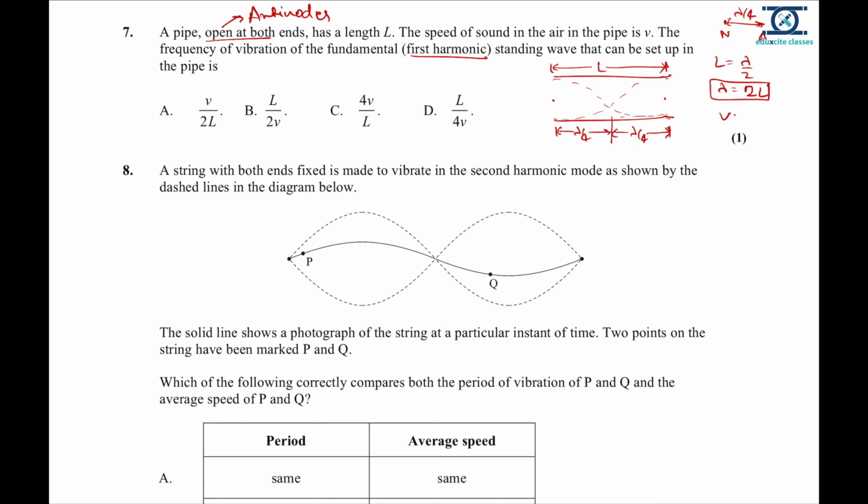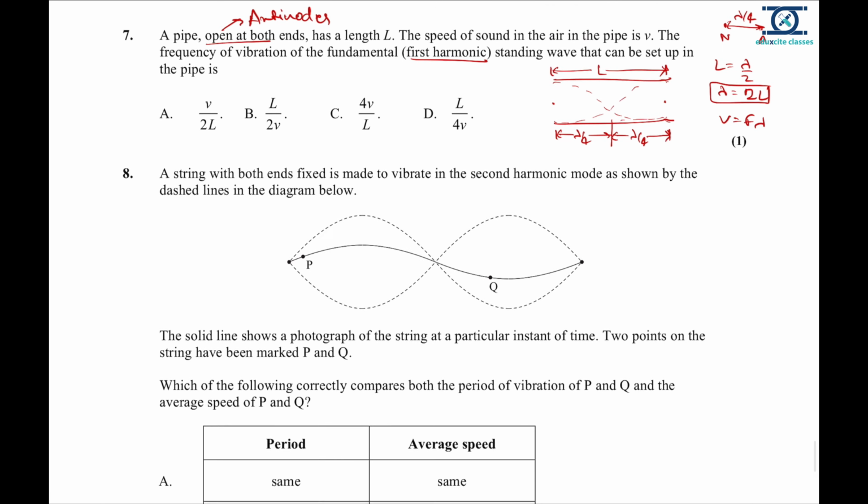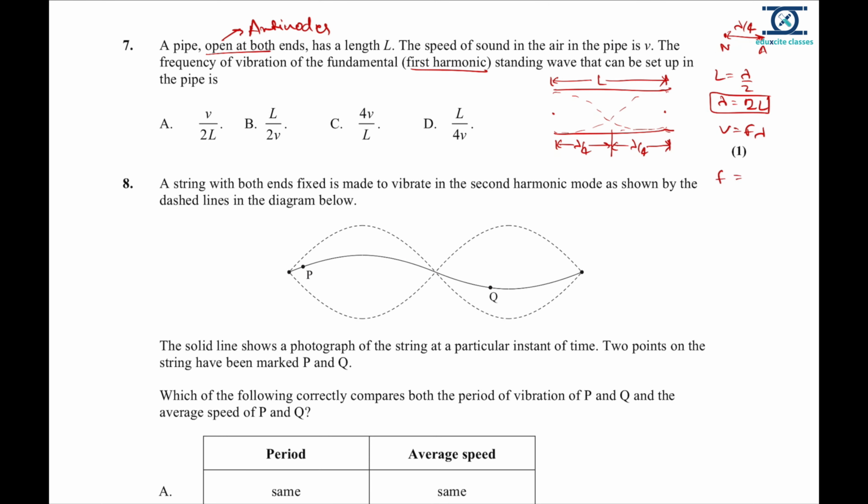Now using v equals f lambda, we have to find the frequency. So frequency is equal to v by lambda, and with lambda as 2L, the answer is v by 2L. This option is incorrect because it is not dimensionally correct. We know that frequency has to be in per second. This is again not possible, this is 4, and this is also not possible. So option A is the right answer.